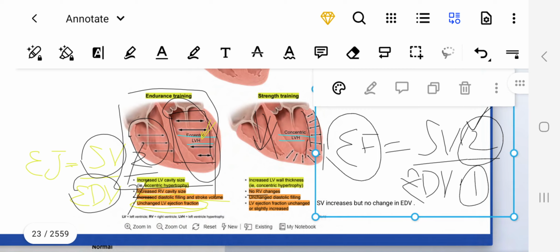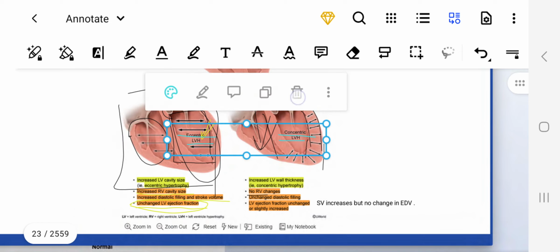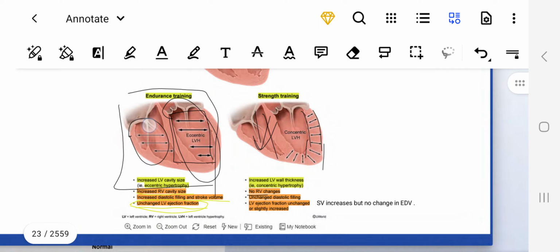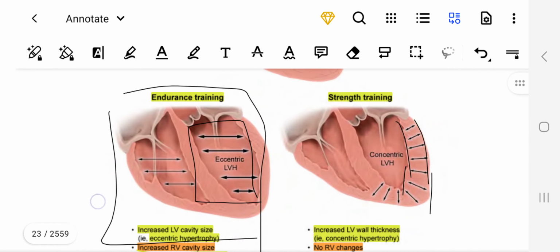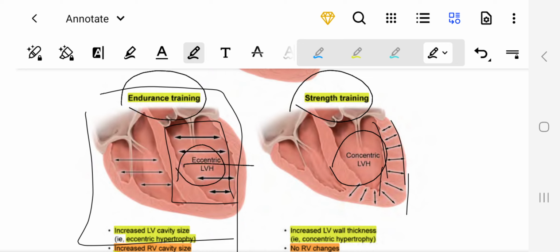And one more difference is of what is concentric hypertrophy and what is eccentric hypertrophy. This is important. Over here, in strength training, there will be concentric hypertrophy, but over here, in case of endurance training, there will be eccentric hypertrophy. In eccentric hypertrophy, the cavity size will be increased. They will move eccentrically toward the outside, so eccentric, right?